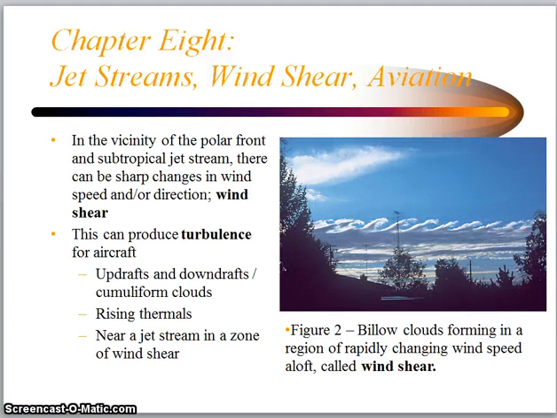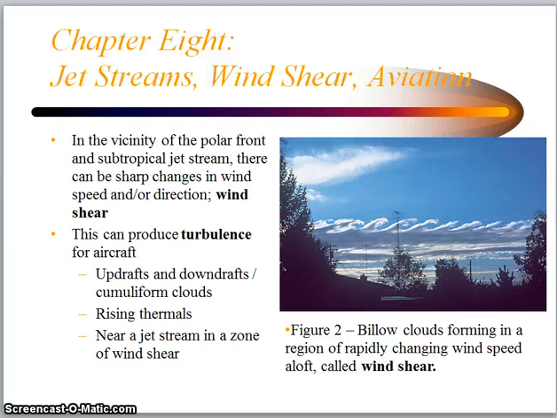Obviously, strong jet streams can be a factor in aviation because up where those jet streams are is where airplanes fly. In the vicinity of the polar front and subtropical jet stream, there can be sharp changes in wind speed and/or direction, producing something called wind shear, which of course commercial and military aviators do experience from time to time. That's when the fasten seatbelt sign goes on.